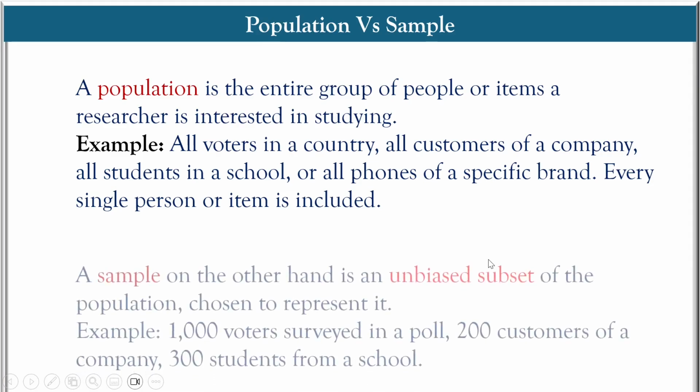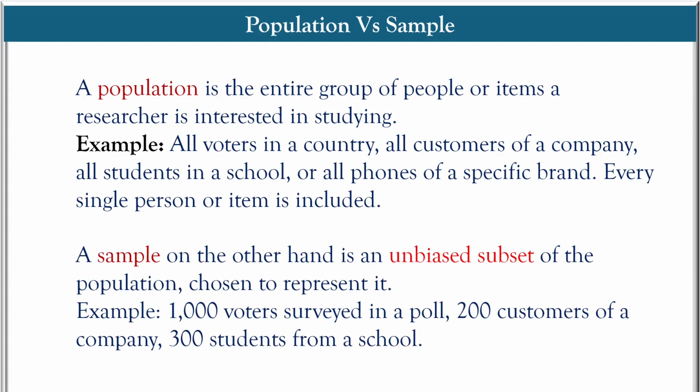Let's look at a sample. A sample, on the other hand, is an unbiased subset of the population chosen to represent it. Examples: 1,000 voters surveyed in a poll, 200 customers of a company, 300 students from a school. We can see that the word unbiased has been used to qualify the word subset, meaning that the smaller group we select from the population should be unbiased. All different groups of the population should be represented, and we do that by using the appropriate sampling techniques.